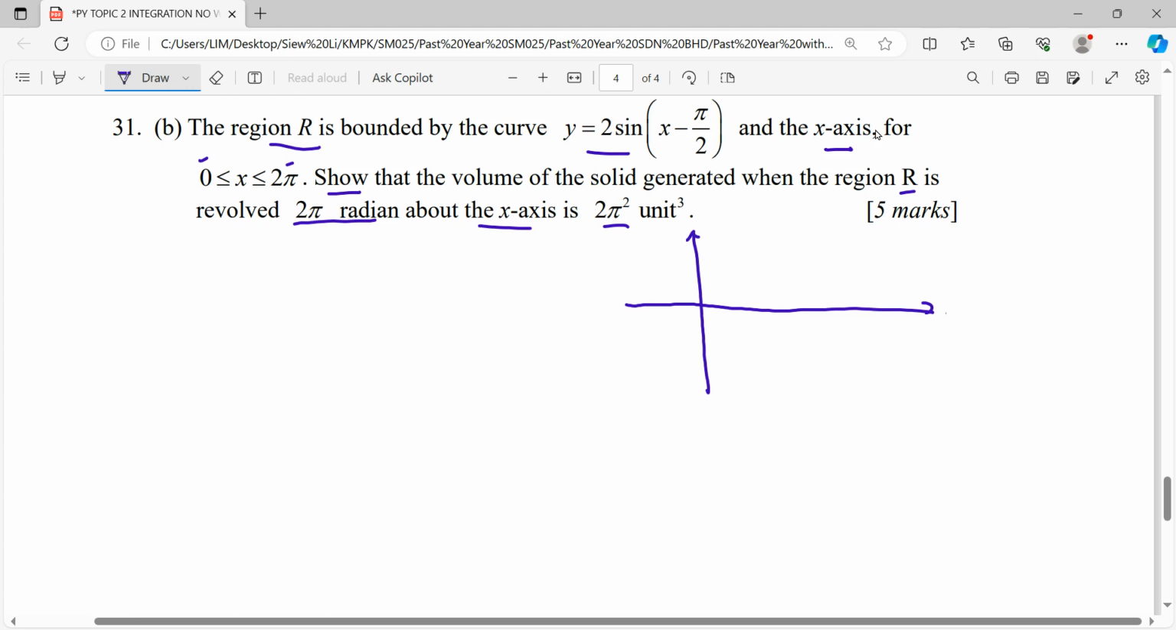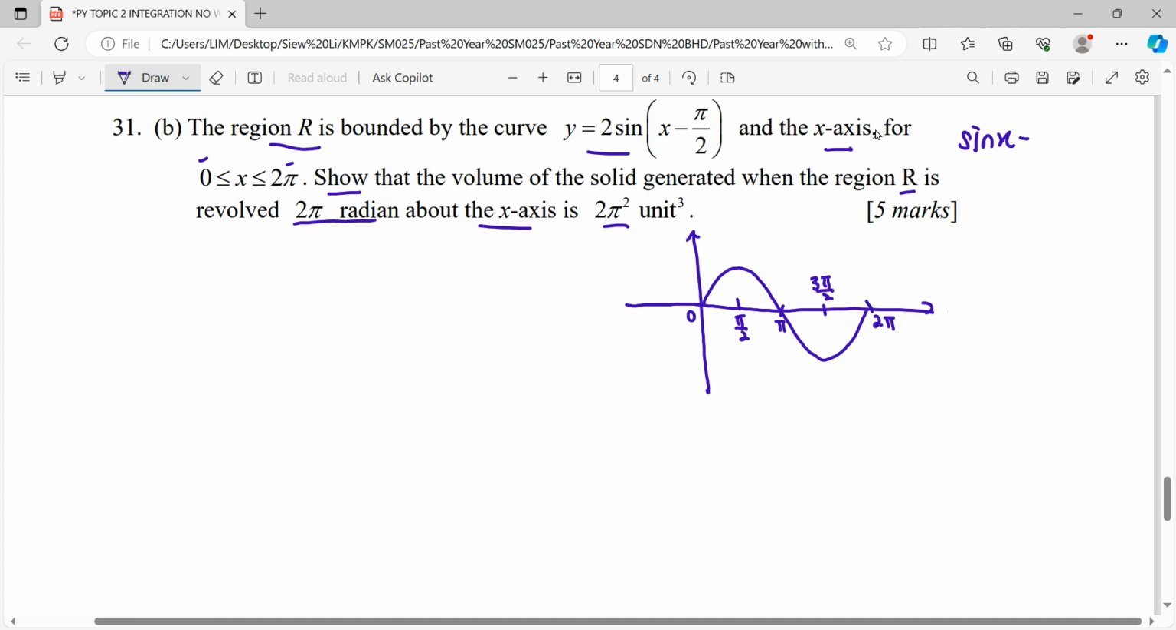So starting by drawing sine x. As we know, it will start with 0. Then here will be pi over 2. Here will be pi. Here will be 3 pi over 2. Here will be the ending at 2 pi.